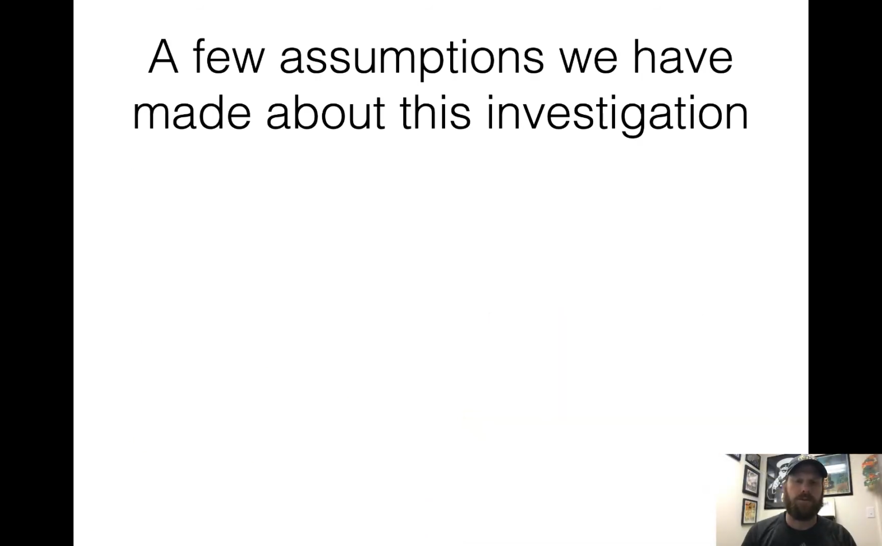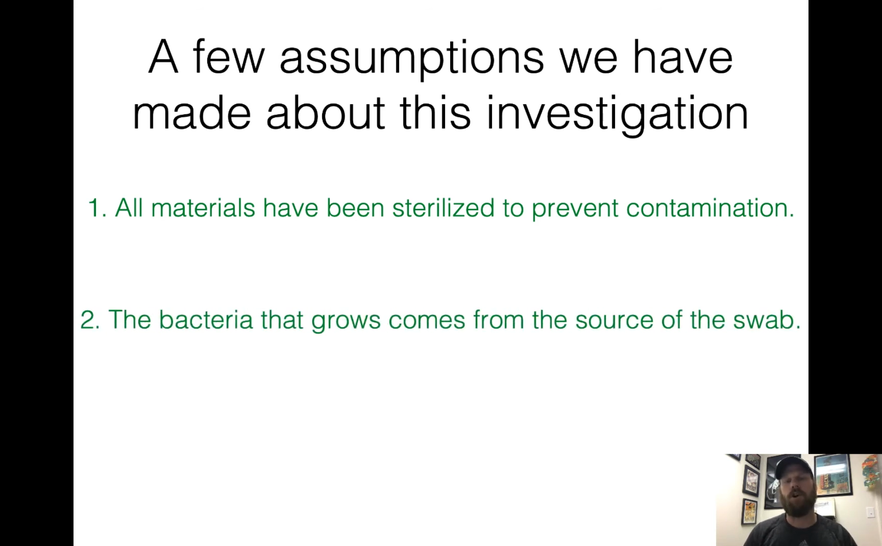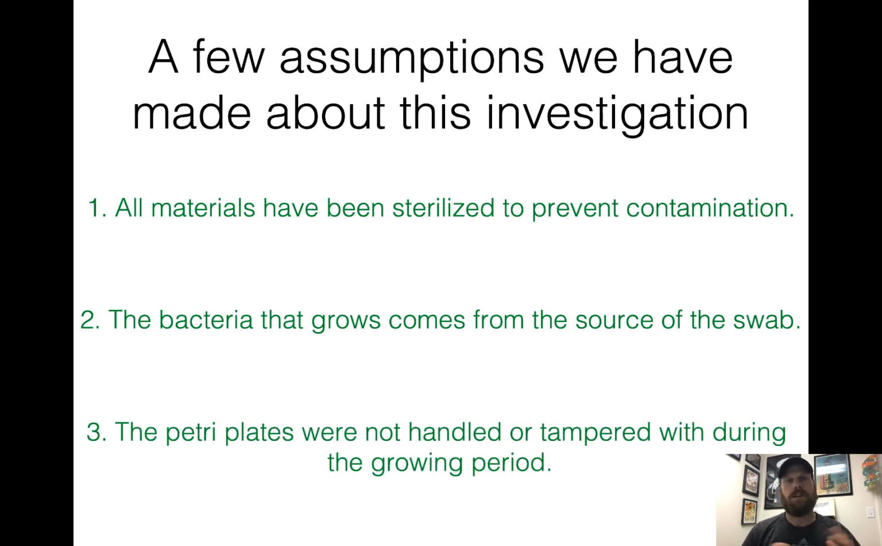A few other assumptions we're going to make during this investigation. First of all, you'll have to trust me that all the materials that we're going to use during our collection of bacteria have been sterilized to prevent contamination. That leads to another assumption then. Any bacteria that grows comes from the source of that swab. Once we swab the different locations and have it on the Petri plate, we are not going to tamper or handle the Petri plate in any way during that growing period. That will also help prevent contamination. Those are assumptions that we're going to make.